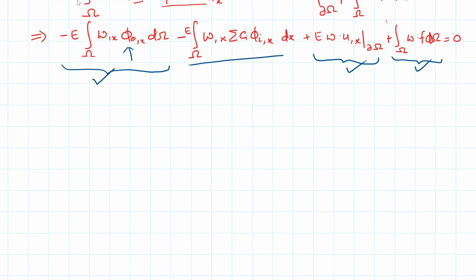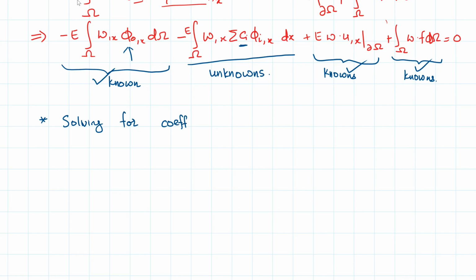Now consider the second term here, where we have unknowns, which are the coefficients ci's to the function phi i. So for a given weight function, all the coefficients are the unknowns. So let me specify them. These are knowns. And the second term is an unknown. So it boils down to solving for the coefficients ci's. Okay, so since we have n coefficients ci, we'll need n equations.